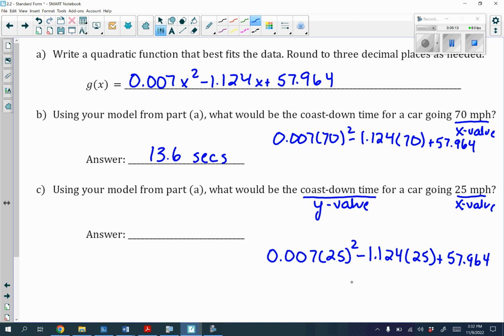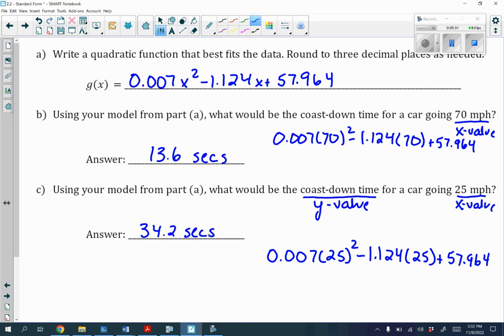Okay, so go ahead and plug that in. And when you do that, you should get 34.2 seconds. Okay, so that's how you use the regression feature to create a quadratic function.